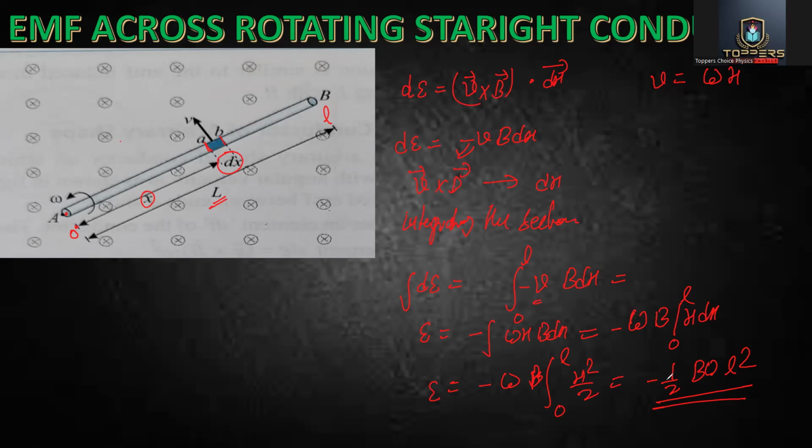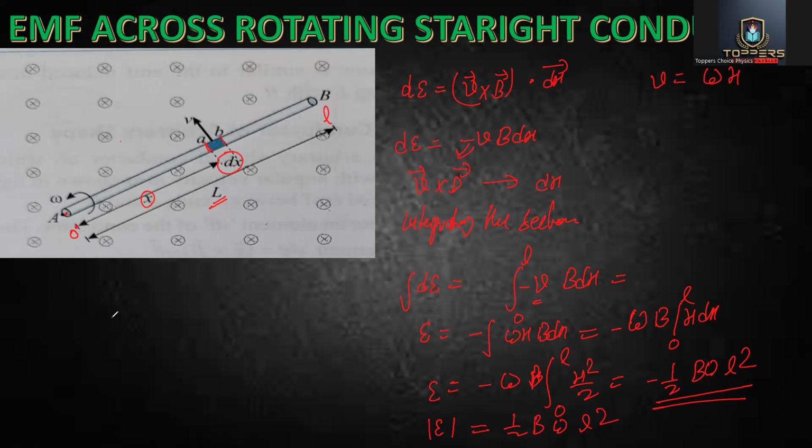Actually, the minus sign represents the direction, but if we are only going to take the magnitude, it will be half of B omega L square. Hopefully it is clear with you. Now look at here, what is actually going on here.